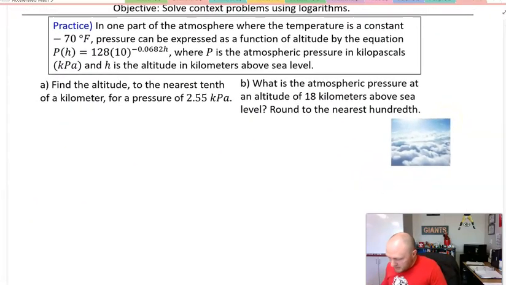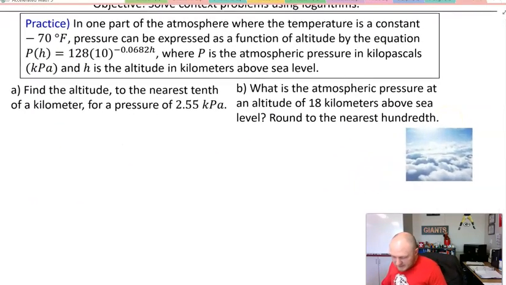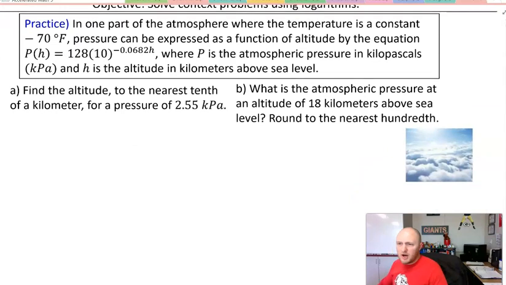Okay, here is an example. I would like you to pause me. I want you to go ahead and try this one. This is a fun one. It says in one part of the atmosphere where the temperature is constant, negative 70 degrees Fahrenheit, pressure can be expressed as a function of the altitude by the equation P of H equals 128 times 10 to the power of negative 0.0682 H. Whew.